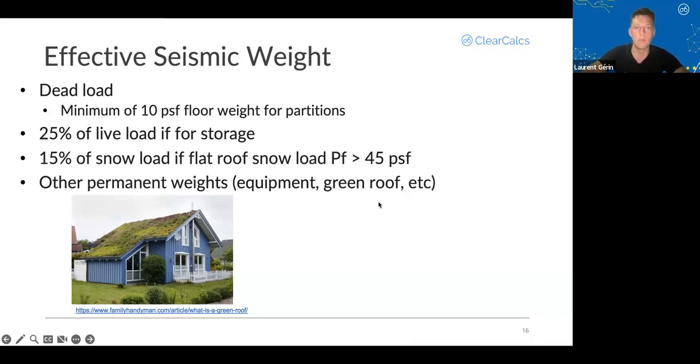Other thing too, if your roof snow load, and that's the flat roof snow load, is greater than 45 pounds per square foot, you have to include 15% of that load into your seismic weight as well. Important to note here, that's the flat roof snow load. So if you've got a really steep roof, you still need to use that flat roof snow load in that 45 PSF determination. So just a little trick there to keep in mind. And obviously anything else that's permanently attached to the building. So that's, you know, rooftop equipment. If you've got a green roof, the soil on there, if you've got a tank full of water, something like that. These are all things that you'll also need to include in that seismic weight.